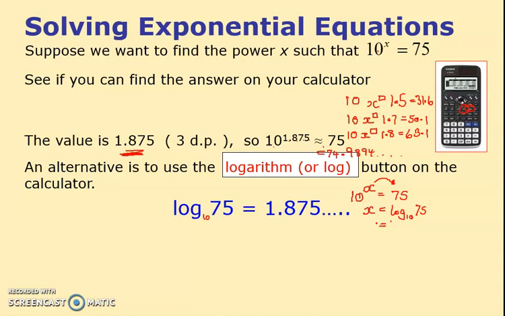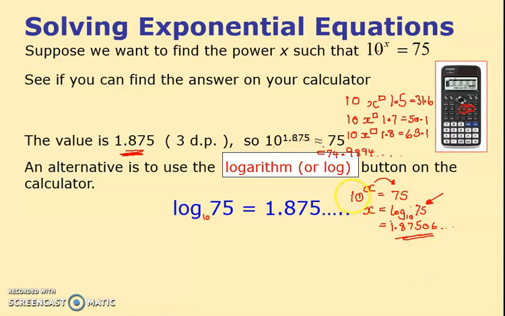The 1.875 bit, 1.87506. Now obviously that's more accurate than anybody really needs. But it just gives you the idea that it goes straight to the answer. It's always nice to get the answer straight away. Just learning this button is always useful.